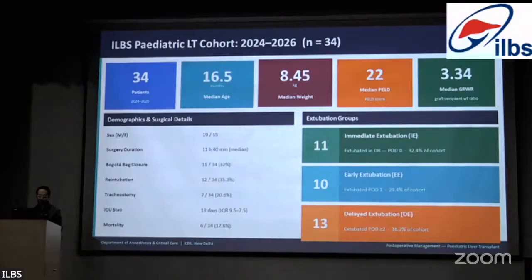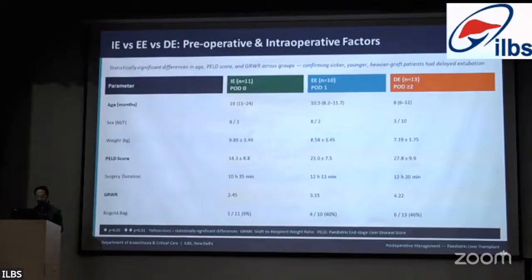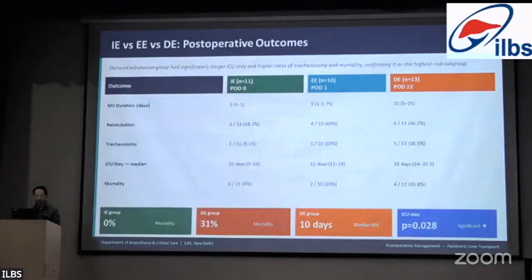Coming to the extubation groups, with immediate extubation on the table, we could extubate 11 patients, that is 32% of our cohort. Early extubation, post-op day, was 29%, and delayed extubation was 38%. If we compare the groups, the factors which were statistically significant for early extubation are age, PELD score, and GRWR. Higher age, a lower PELD score, and lower GRWR favored extubation on table.